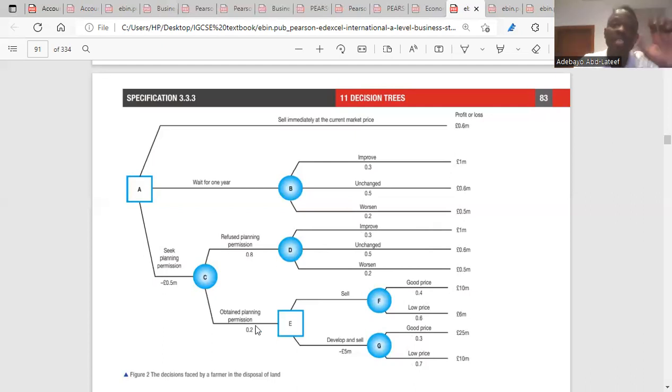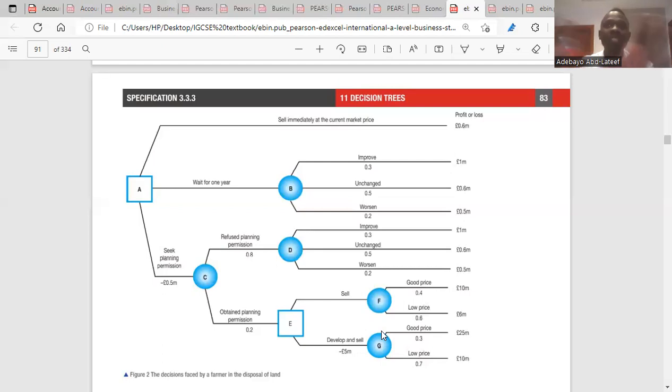But if he obtains a planning permission, are you seeing it now? The next decision he has to take, which is in the square, E, is either to obtain the planning permission for 200,000 pounds, then decide to sell or to develop and sell. So he has two options there. Are you with me, please? The first option says, if he obtains the planning permission, he can sell at a good price, 10 million. Why? Because the government has approved it. So this is an advantage for him.